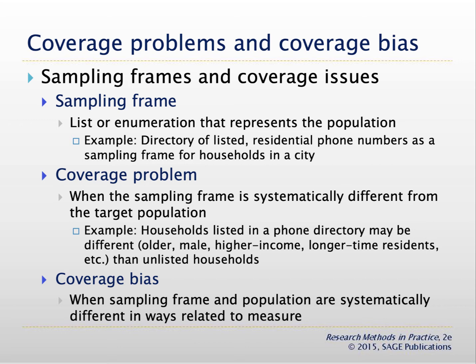So you have a problem where, hey, we're missing out on these people, but that may or may not result in bias. We'll be spending more time on this, but basically it causes bias when the sampling frame and population are related to what you want to measure.